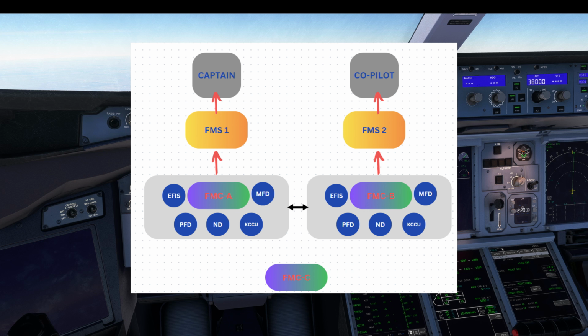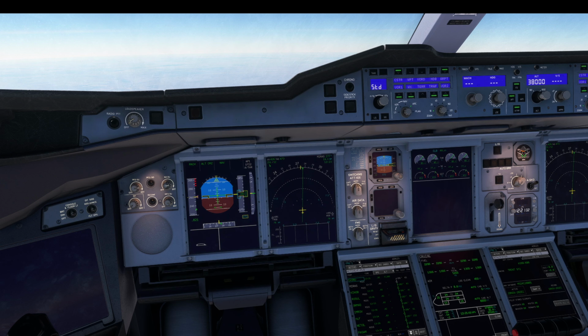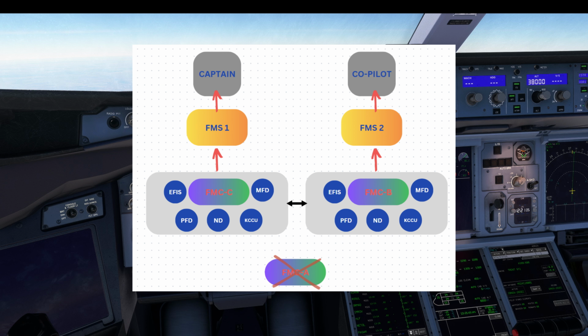Basically, there are three flight management computers: FMC-A, FMC-B, and FMC-C. Now FMC-A, Flight Management Computer A, supplies information to FMS-1, the captain's side. FMC-B supplies information to FMS-2, the first officer's side. And then FMC-C, Flight Management Computer C, is a standby one, and this basically ensures redundancy for the whole FMS system. So therefore, if one FMC fails, then FMC-C will take over and basically the FMSs can function as normal.